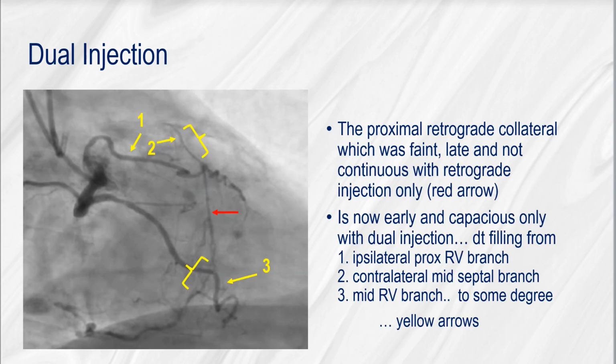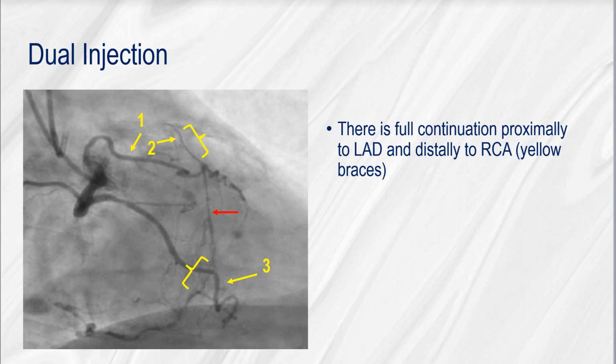The proximal retrograde collateral, which was faint, late, and not continuous with the retrograde injection only, red arrow, is now early and capacious only with dual injection due to filling from ipsilateral proximal RV branch, contralateral mid-septal branch, and mid-RV branch to some degree, yellow arrows. There is full continuation proximally to the LED and distally to the RCA, yellow braces.